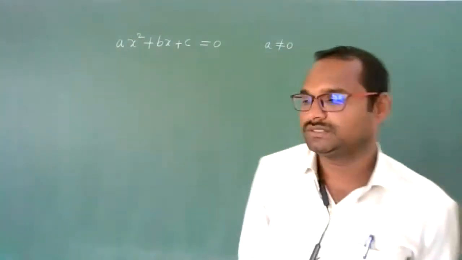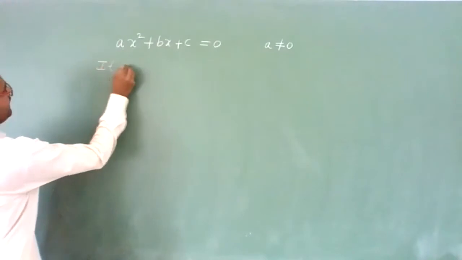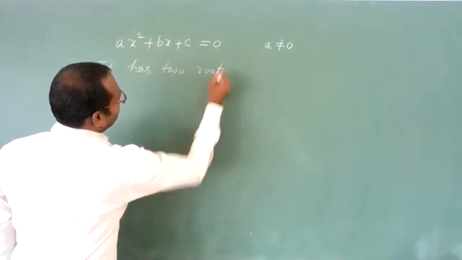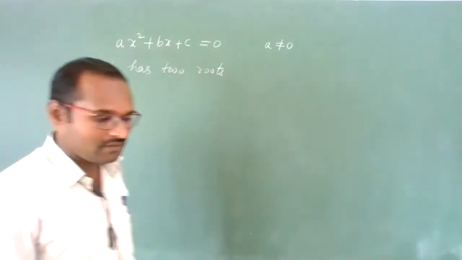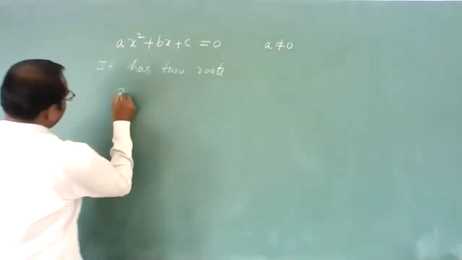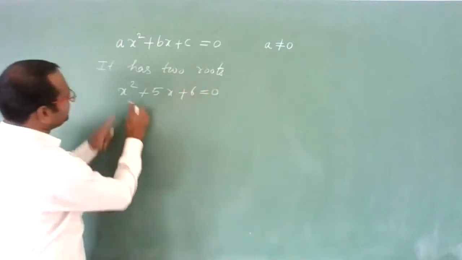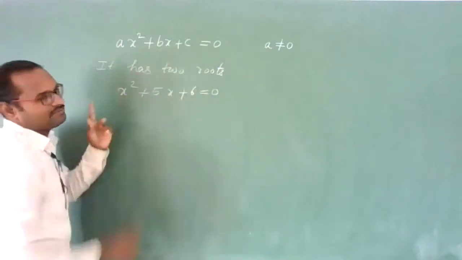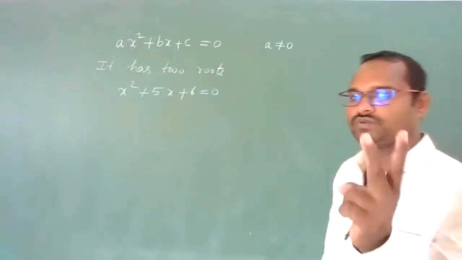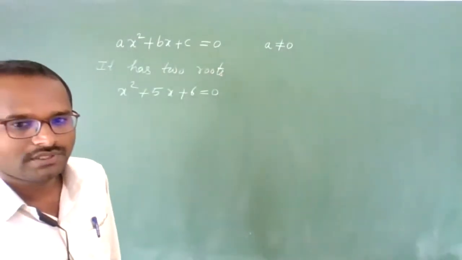Now this quadratic equation always has two roots. For example, let us take one equation: x square plus 5x plus 6 is equal to 0. It is in the form of ax square plus bx plus c is equal to 0, so it is a quadratic equation. Now it will have two roots. What are the roots of this equation? Can you give me the answer?